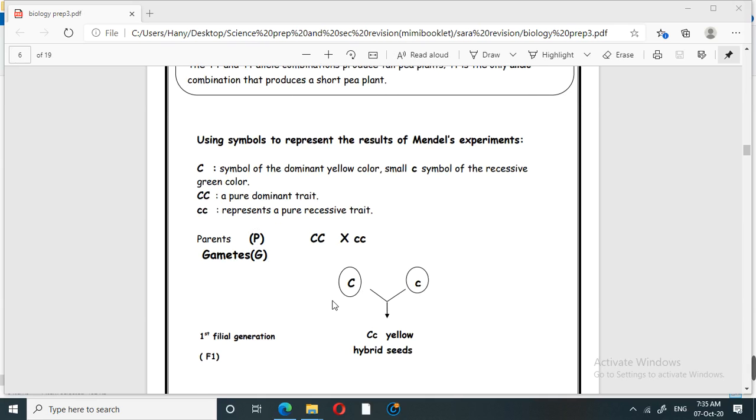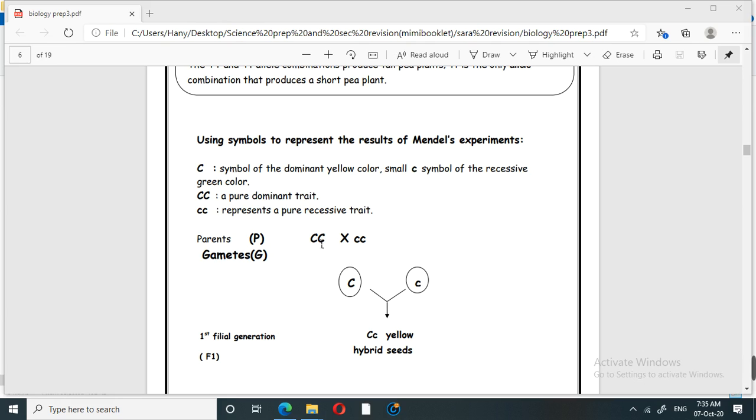Here is an example to express an experiment that Mendel did. If we are talking about two traits, one of them is the yellow color, so we will give it the letter C for the yellow color. C capital means this yellow color dominates over the other color.